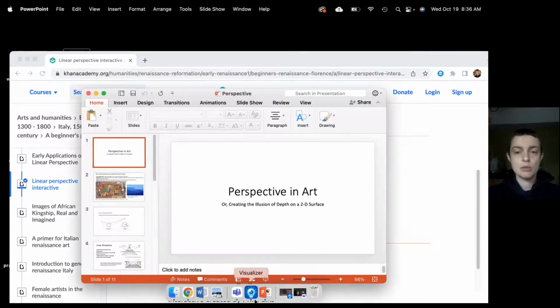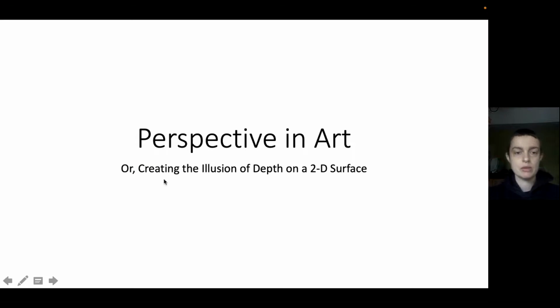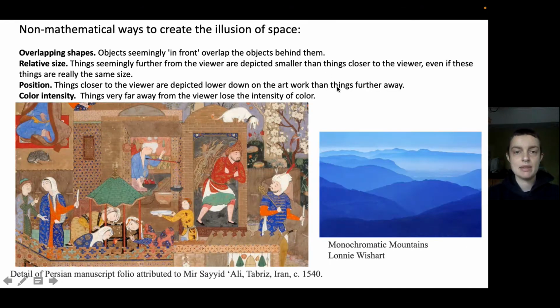We're going to be starting with some strategies that are slightly less mathematical, and then moving on to ones that are more mathematical. But don't freak out. It's not math as in adding and subtracting things. It's math as in using grids and lines. So let's talk about non-mathematical ways of creating the illusion of space first.